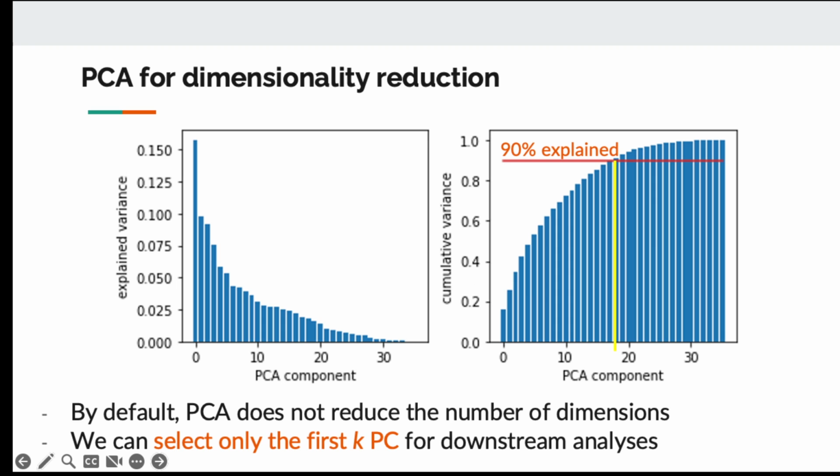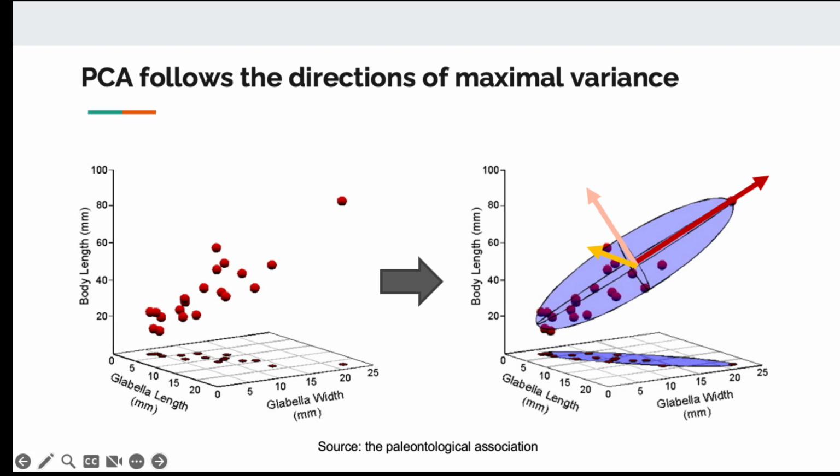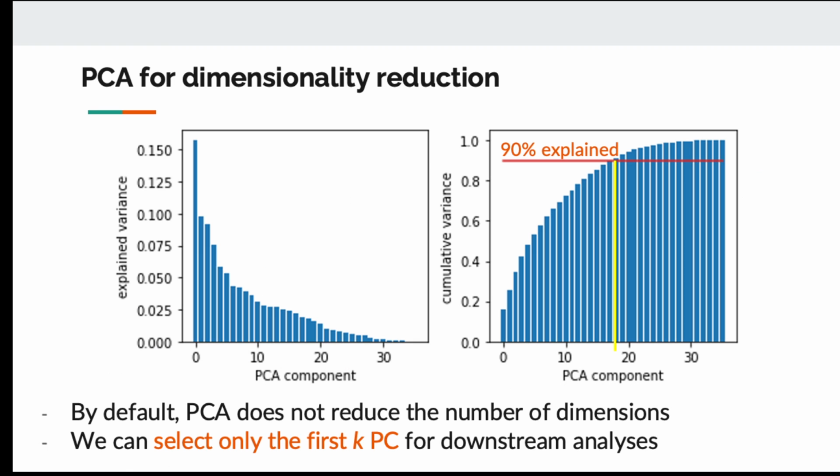And then another 7.5% can be captured by the fourth axis. So by default, PCA doesn't reduce dimension. If your starting data has 3 dimensions, you will have 3 axes out from PCA because it just restructures your dimensions, your axes. It doesn't reduce it. But because PCA does so by sorting from high variance to low variance, what people usually do is plot the cumulative variance.